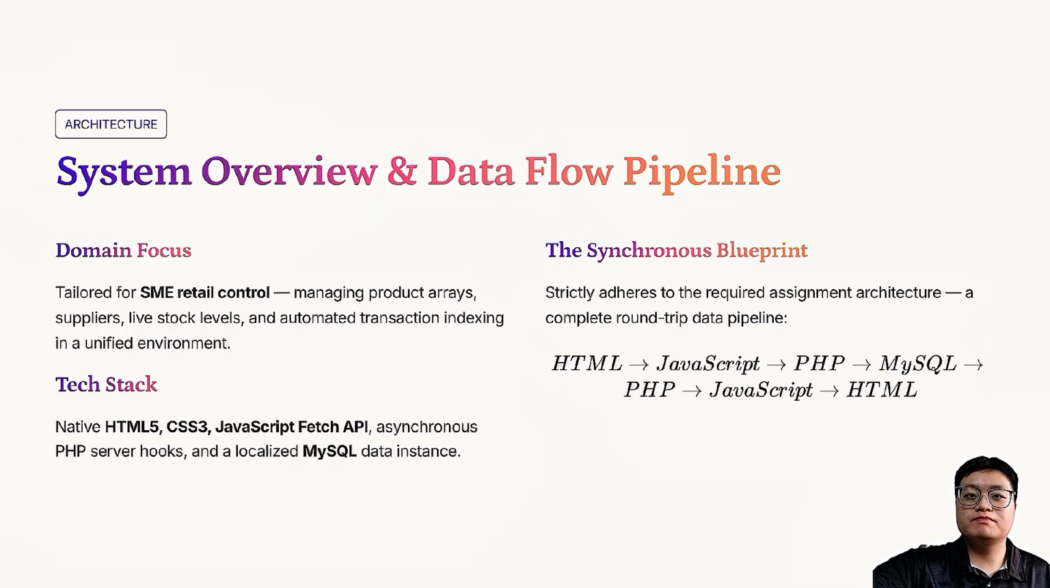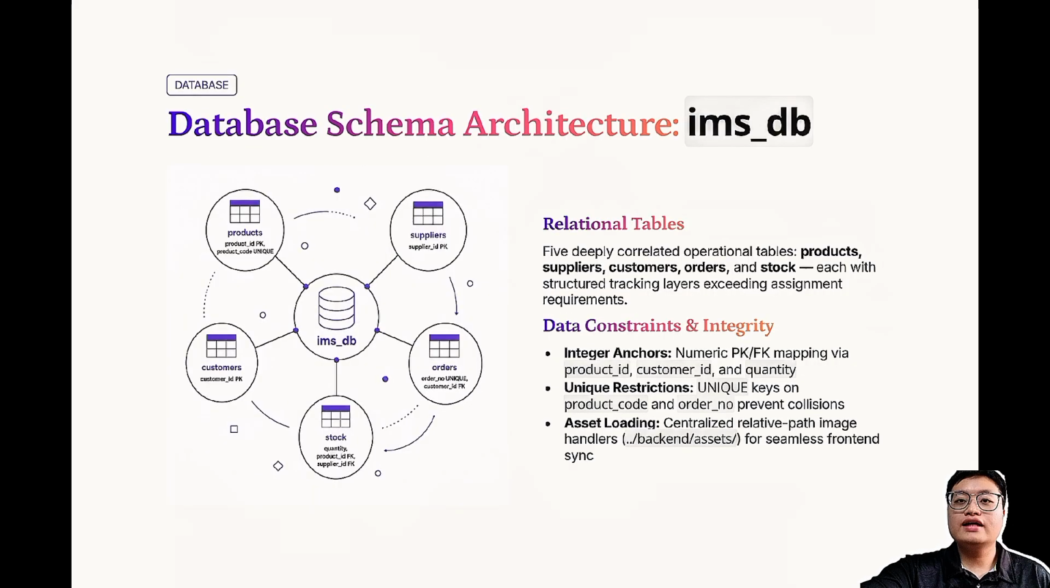Okay, first of all, let's talk about the main purpose of the system. Our IMS is engineered specifically as a full-stack solution tailored for SME retail control. It serves as a unified environment to manage product arrays, supplier profiles, stock levels, and automated transaction indexing seamlessly. To fulfill the primary objective of this assignment, our project strictly follows a synchronized client-to-server data pipeline, which is HTML UI triggers, native JavaScript, and Fetch APIs, which will communicate asynchronously with our PHP server hooks. And finally, it will perform secure operations on our localized MySQL data instance before returning the data back to the user interface.